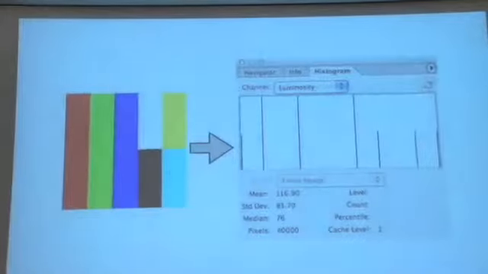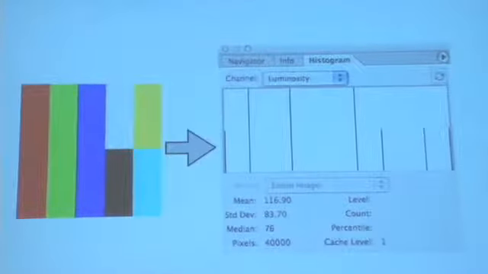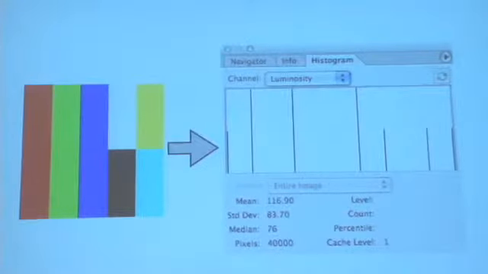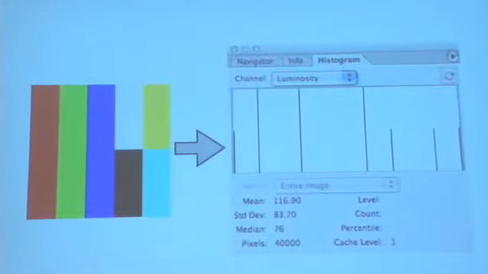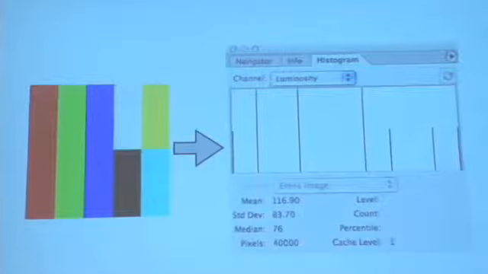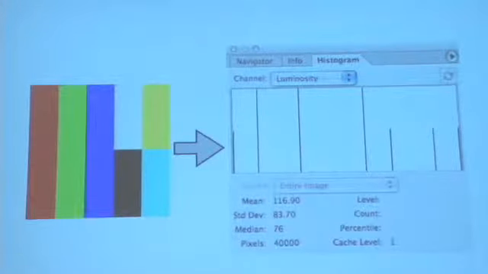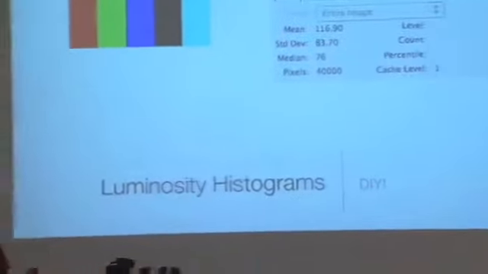Pretty neat, I think. Okay. Now, yes, this is breaking it down a little bit much, but the whole point of this is to get you to understand what this is showing you. And secondly, that there is more than just luminosity.